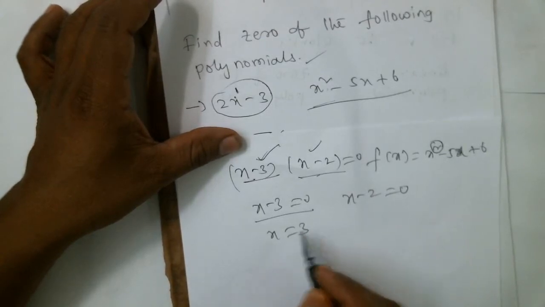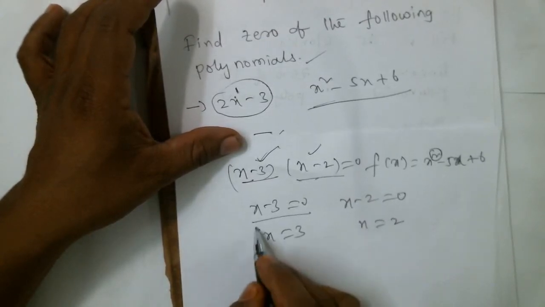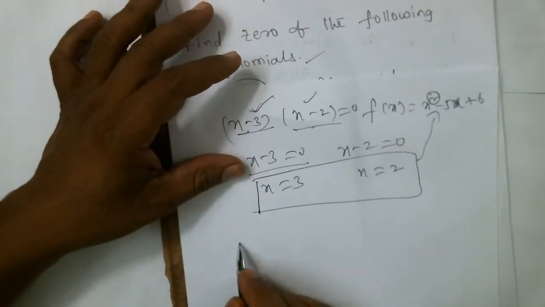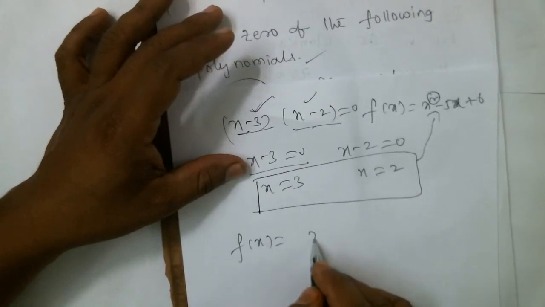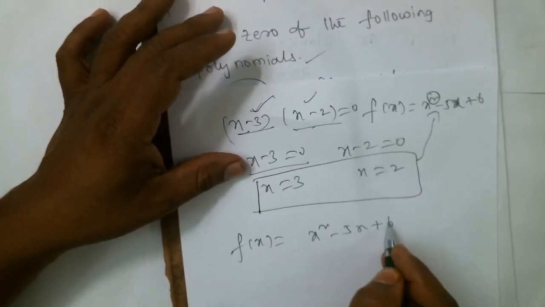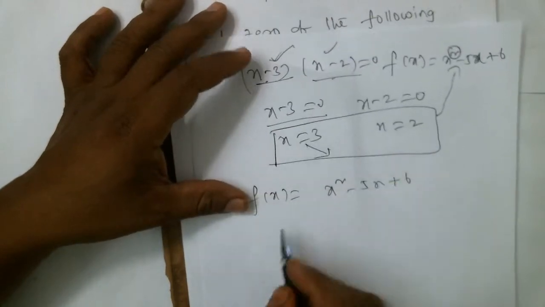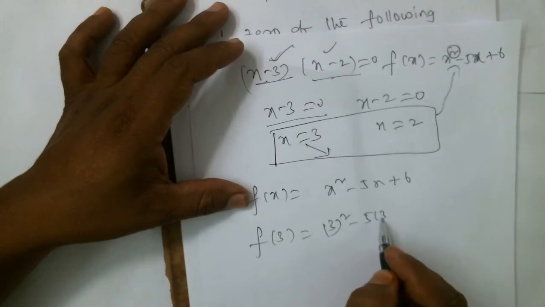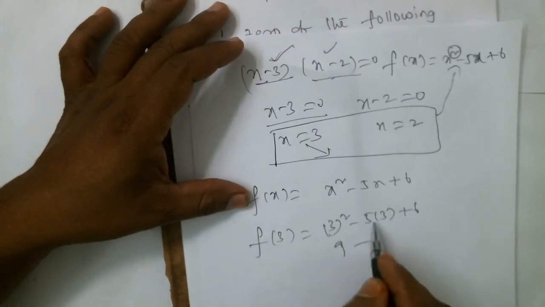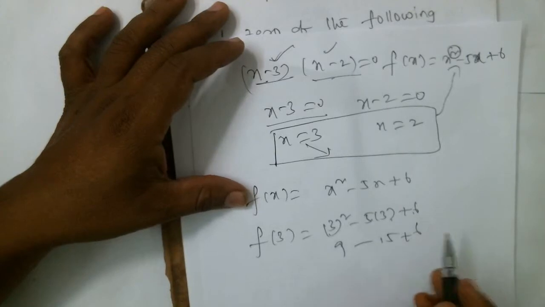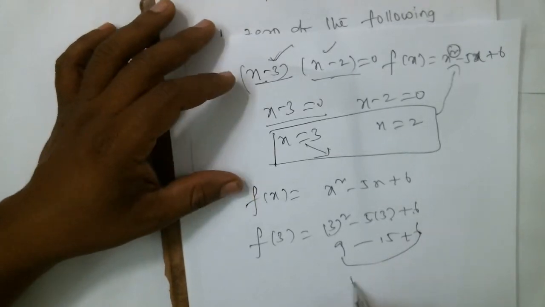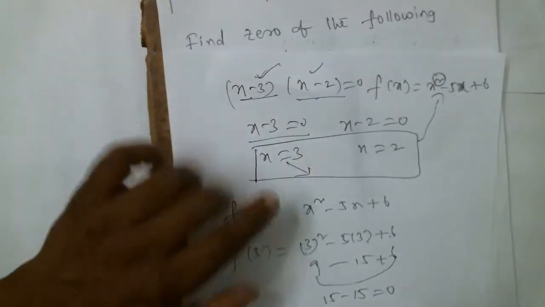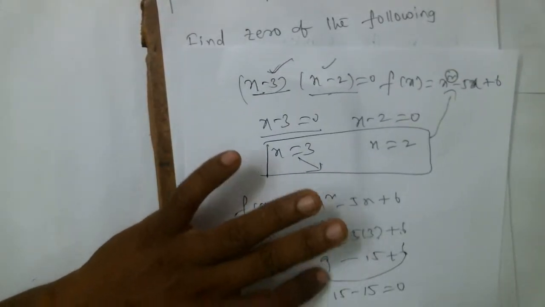x is equal to 3. Here x is equal to 2. So these are the zeros of a polynomial for the given function f of x, a polynomial, x square minus 5x plus 6. First of all, substitute here x is equal to 3. f of 3 is 3 square minus 5 into 3 plus 6. 3 3s are 9, 5 3s are 15, 9 plus 6 is 15. 15 minus 15 is equal to 0. So at x is equal to 3, the given polynomial is 0.